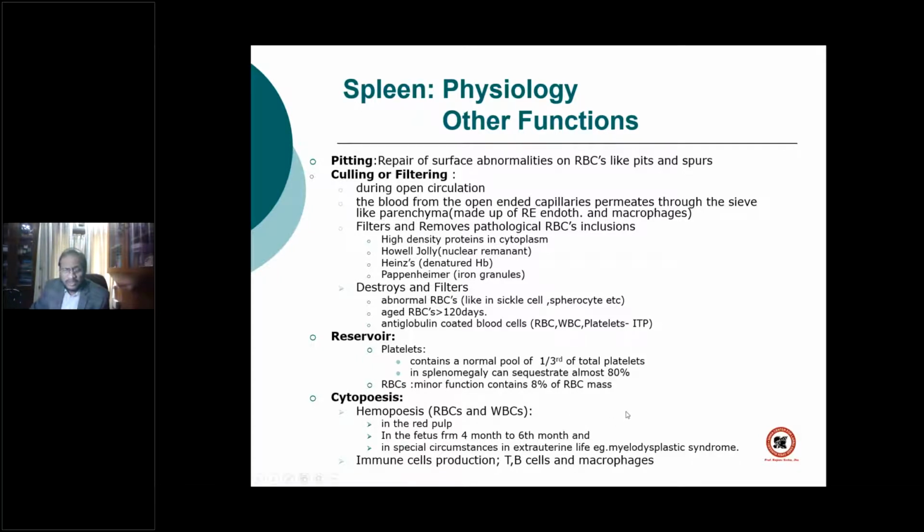It is no longer a function of the spleen to make RBCs, except in special circumstances, like for example, a myelodysplastic syndrome or a stimulated body which has a dearth of RBCs and RBCs are required from any source. There, the spleen can take over a minor function of hemopoiesis of RBC, WBC. Immune cell production, we already said, the Malpighian bodies, the B cells, and the T cells and lymphoid follicles, and the macrophages in the ellipsoids, right?